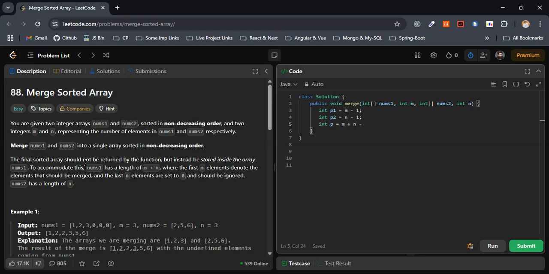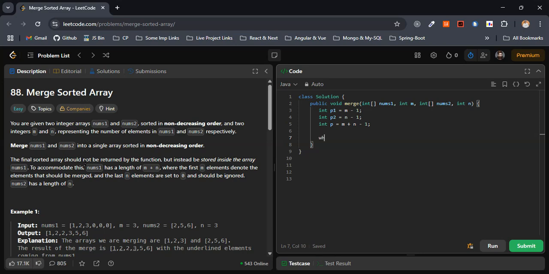This one will be minus 1. Nothing but we are making use of the pointer for the end of the nums1 array, nothing but the total space. So the next step here is we have to merge from the end to the beginning, according to the approach that we discussed.